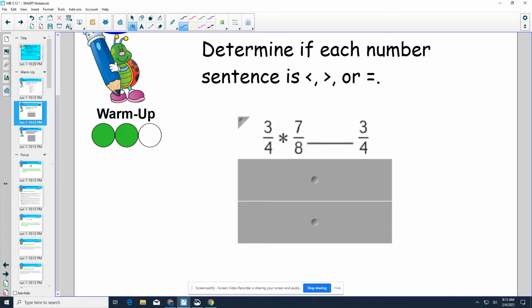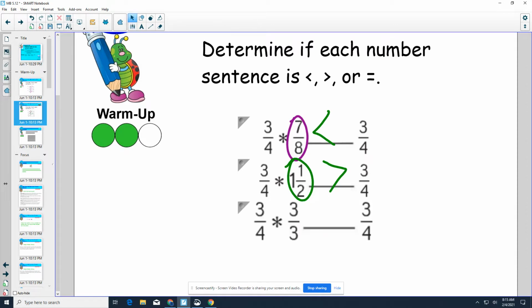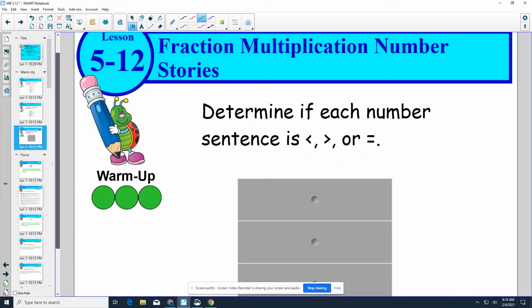So I can see here again 7/8 looks pretty big, but I don't even have to multiply this out because I can see that 7/8 is less than 1. So 3/4 multiplied by 7/8 is going to be less than. The next one here, I have a fraction of 1.5. It's greater than 1, so I know 3/4 multiplied by 1.5 will be greater than 3/4. And then our last one on here, 3/3 I know is equal to 1, so 3/4 times 3/3, same thing as 3/4 times 1, so those two would be equivalent or equal.